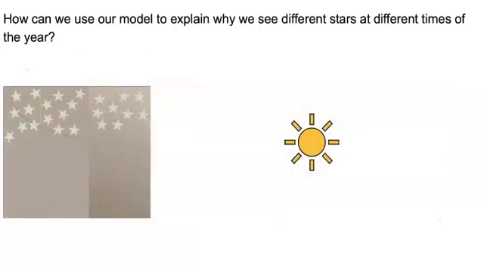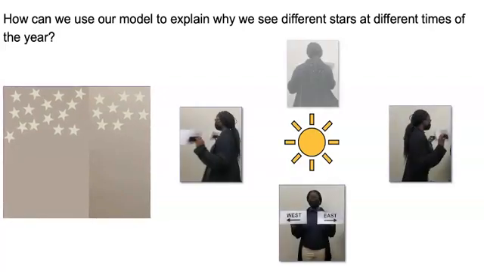How can we use our model to explain why we see different stars at different times of the year? What if we keep the stars in the same locations on the wall and have the Earth student move? If Earth orbits the sun, then the part of Earth experiencing nighttime would face different directions in space throughout its orbit of the sun. Let's model Earth's orbit to see how it affects the visibility of constellations at different times of the year.